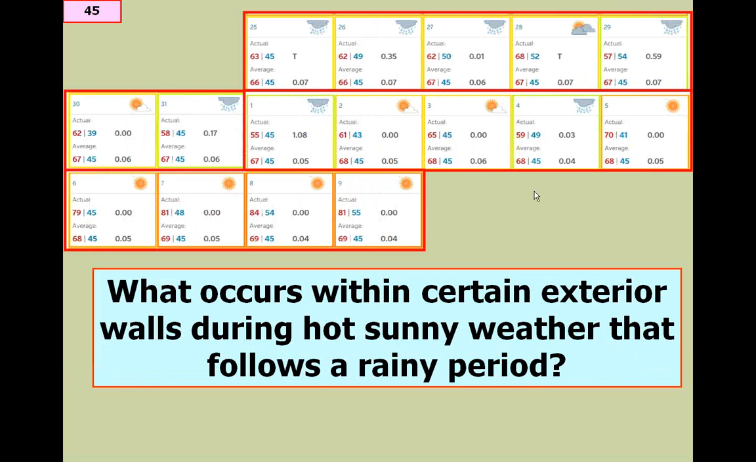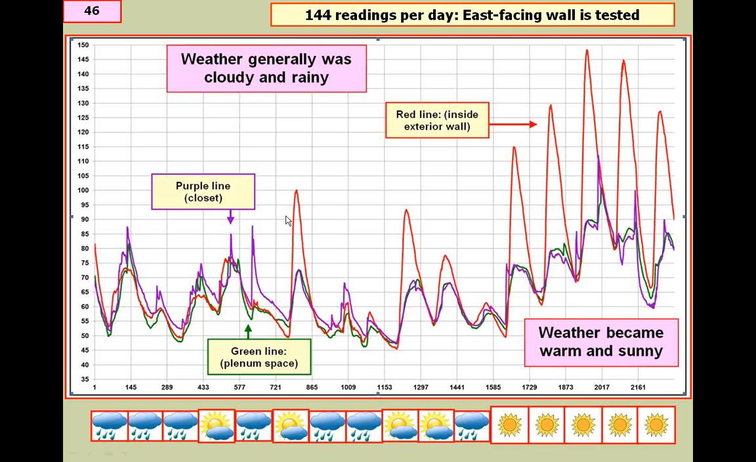So then we ask ourselves, what occurs within these exterior walls during hot, sunny weather that follows a rainy period? And fortunately for us, towards the end of our testing, our drought was relieved for a bit, and we had several inches of rain in this area, followed by increased sunshine. We see here an east-facing wall. We're taking the readings within the wall cavity, which is the red line, within the closet, which is the purple line, and within the plenum space, which is the green line. And what's fascinating is that when the sun returns is when the moisture content within the wall cavity spikes during the middle of the day.